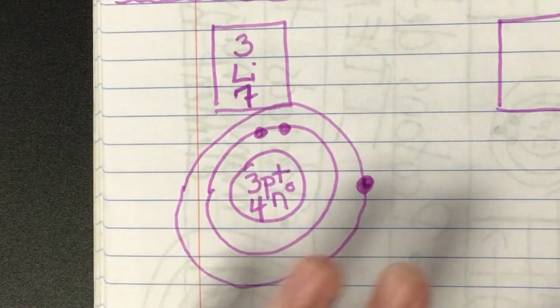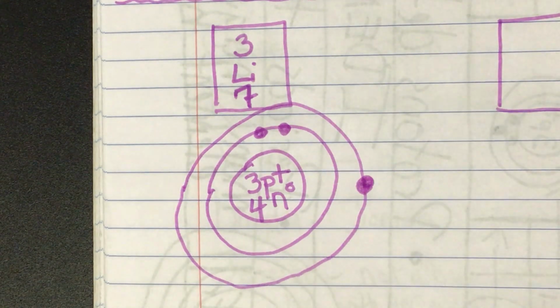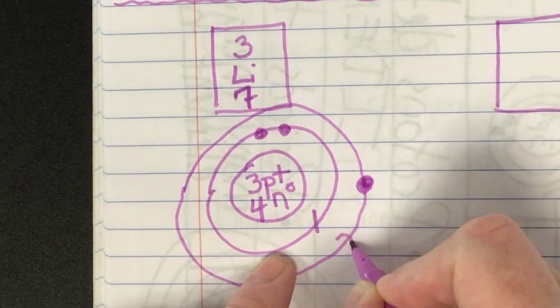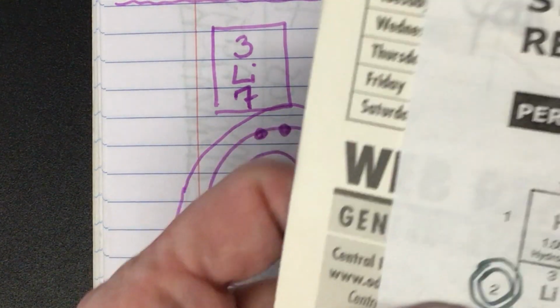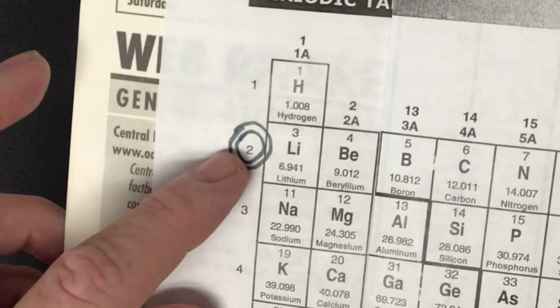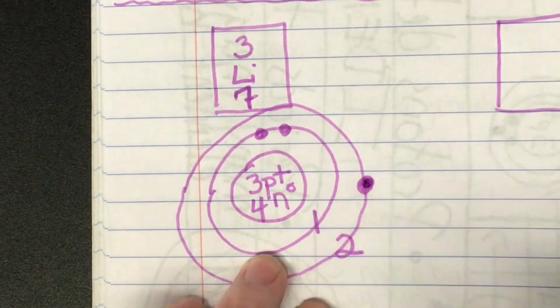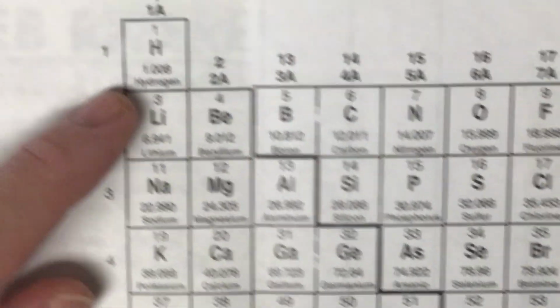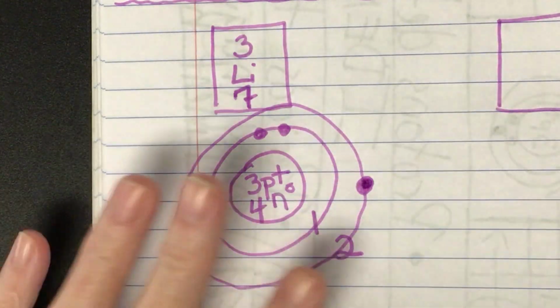Now, by looking at this Bohr model, we see that lithium has 2 energy levels, right? So lithium should be on period 2. Is it? Well, it sure is. Now, having this 1 valence electron, it should be in group 1. Is lithium in group 1? Well, it sure is.